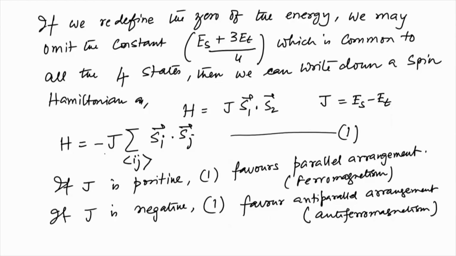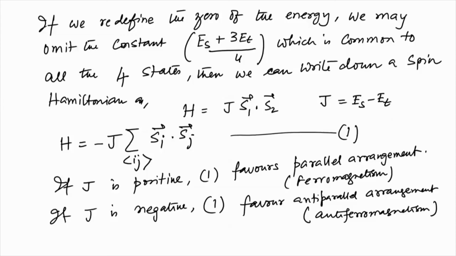So, if J is positive, then the energy is lowered if S_i and S_j, the spin vectors, point in the same direction, which in a sense is ferromagnetism. Whereas, if J is negative, then the energy would be lowered if S_i and S_j are antiparallelly aligned, which are the features of antiferromagnetism.